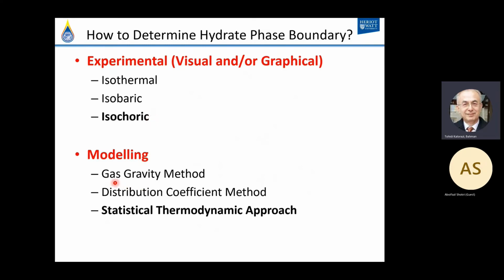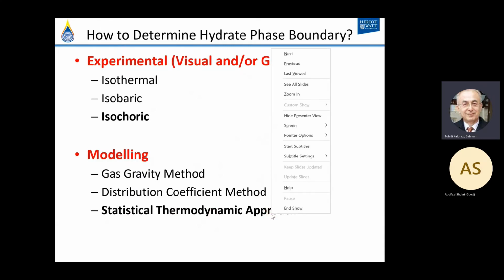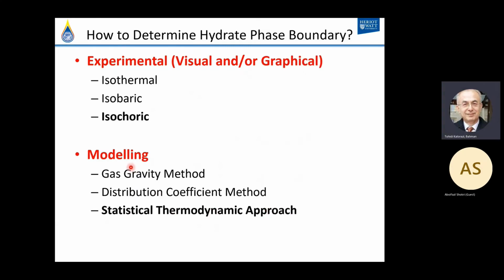The other option is modeling. For modeling, there are different options again: gas gravity method, distribution coefficient method, or a statistical thermodynamic approach. Now, these are very old methods, we can discuss them, but at the moment normally we don't use those, and we use a statistical thermodynamic approach.